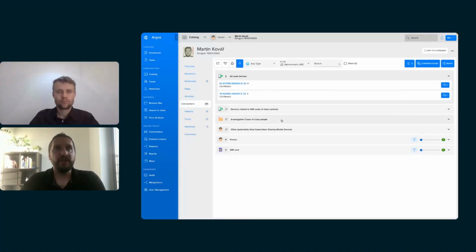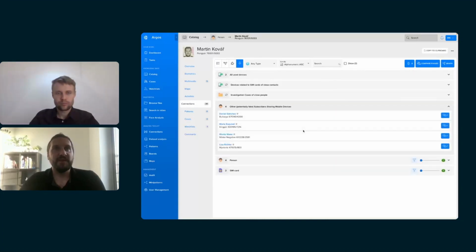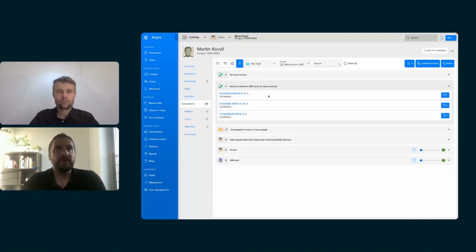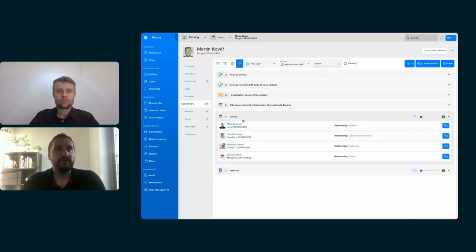I can also see information about fake subscribing identities. These are people who have been using the same device as him. It's very interesting information, because it is an indication that these people might be fake identities, since they have been using the same mobile phone. There is also information about close contacts. So I have these 4 people, and I have some additional information about them.